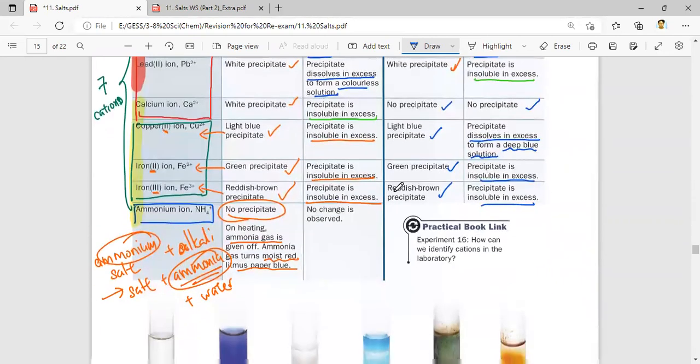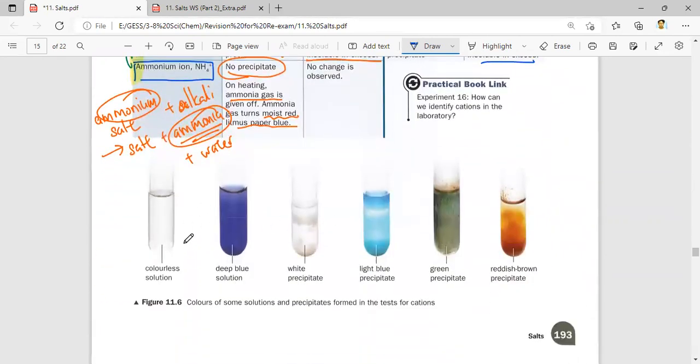So this is the deep blue solution over here, for the copper 2. All the colors that you're supposed to see are over here. Your textbook actually has quite a good reference material for you to take note of, and for you to know how exactly the observations are. Of course, this is just a picture, but at least it gives you a good first cut on what we are expecting.